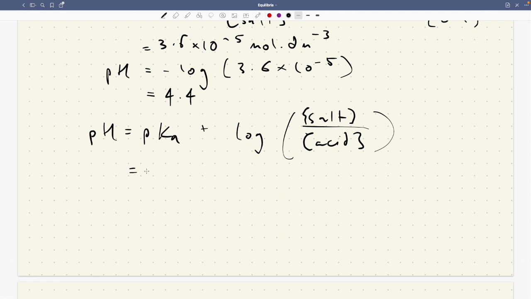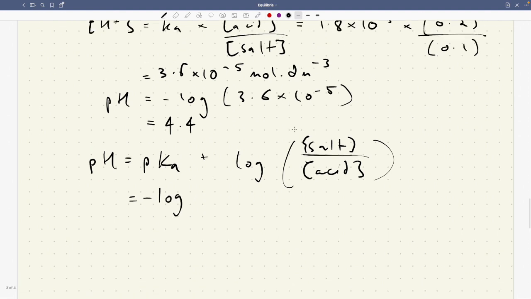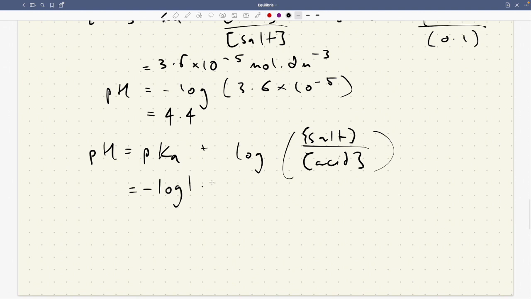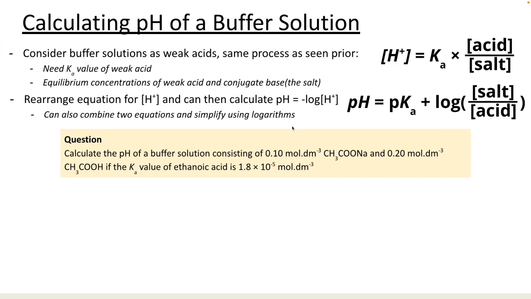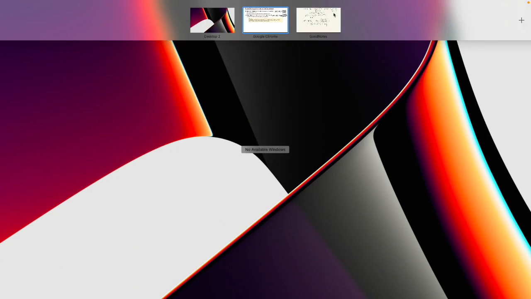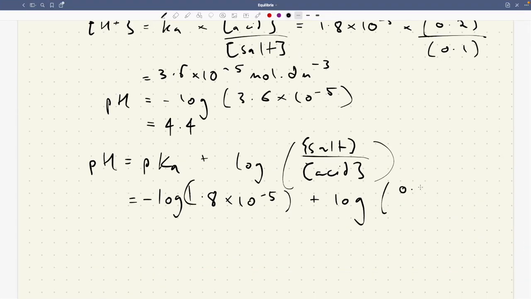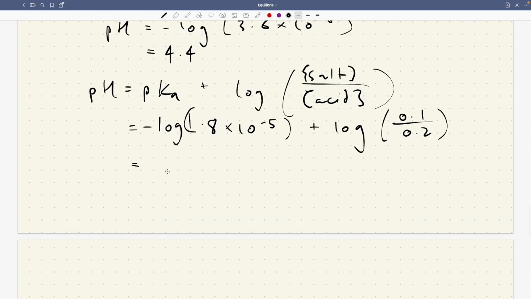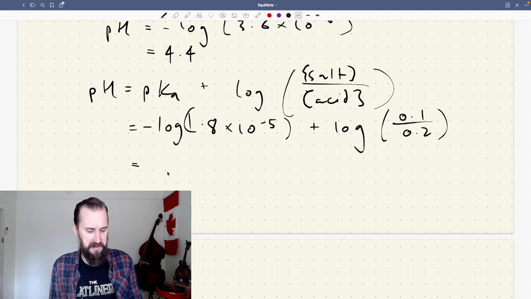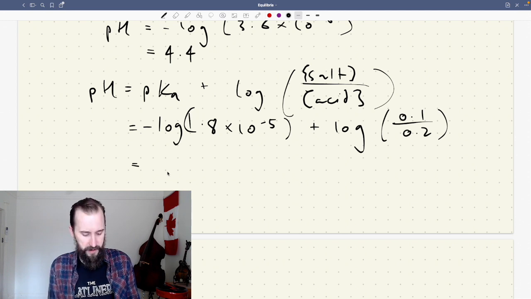So our pKa is equal to the minus log of our Ka. Maybe I'll do it without a bracket there. Minus log of our Ka. Our Ka value was 1.8 times 10 to the minus 5. And then we're going to add the log of the salt concentration. Let's make sure we get this the right way around. 0.1 was our salt, 0.2 was our acid. So it's going to be 0.1 over 0.2. And then what should happen is we plug all this in and we should arrive at the same answer of 4.4.